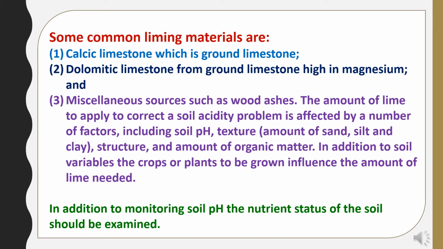The amount of lime to apply to correct a soil acidity problem is affected by a number of factors, including soil pH, soil texture, like the amount of sand, silt and clay, then soil structure and amount of organic matter. In addition to soil variables, the crops or plants to be grown influence the amount of lime needed. In addition to monitoring soil pH, the nutrient status of the soil should be examined.